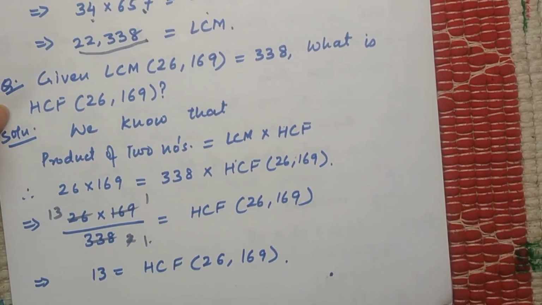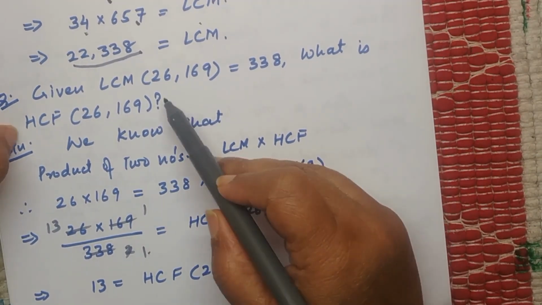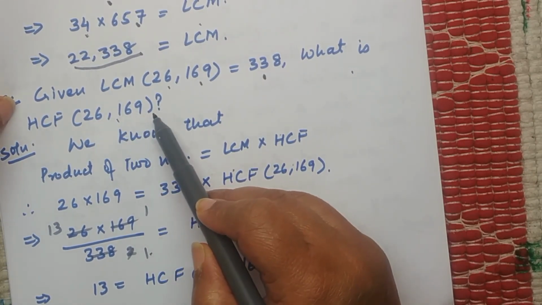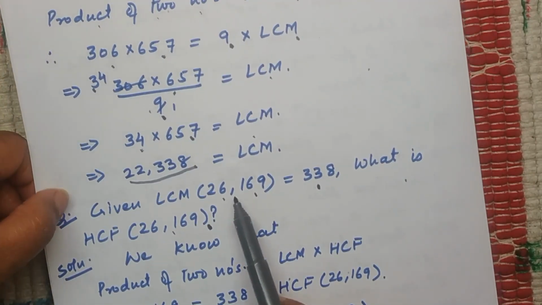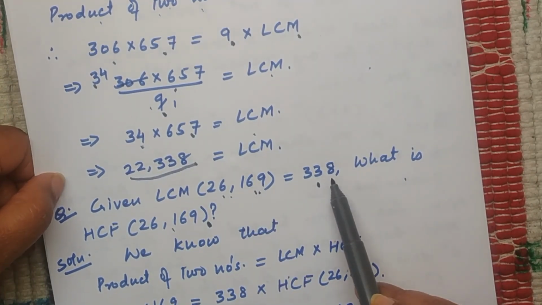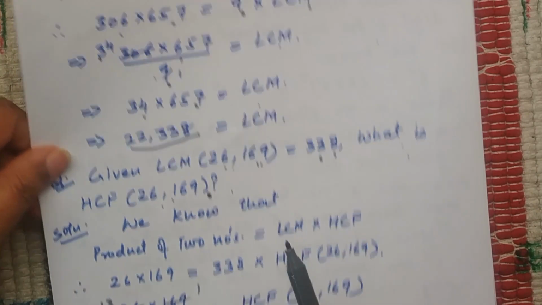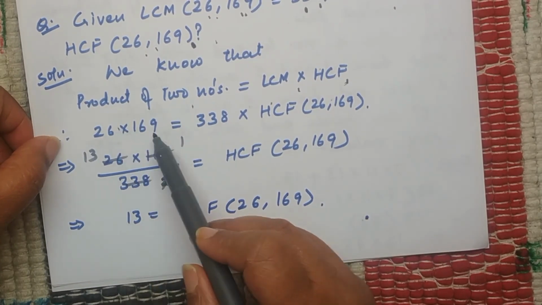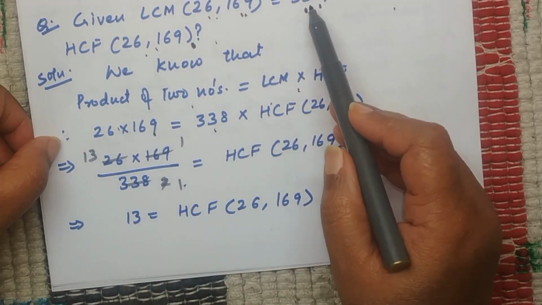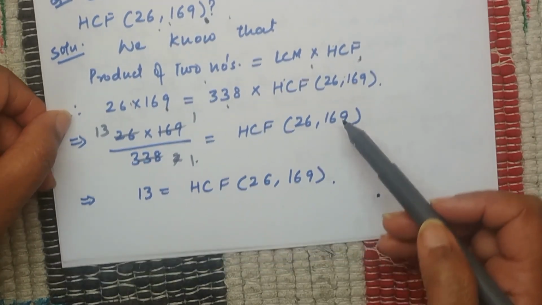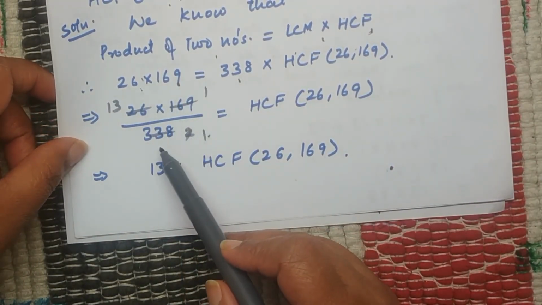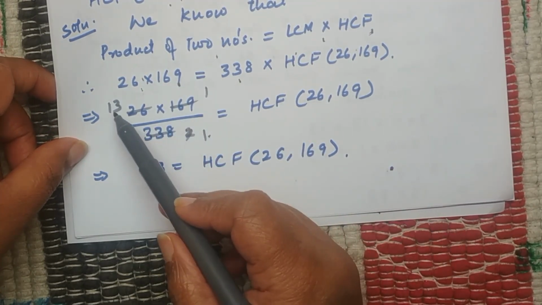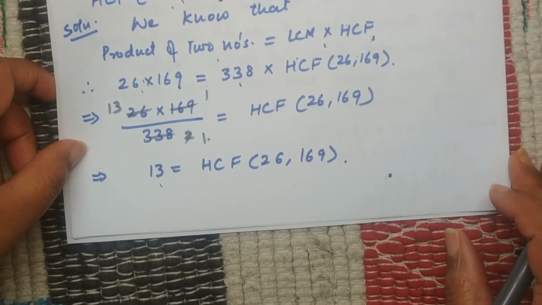Okay, let us discuss one more question. Given LCM of 26 and 169 is 338. What is the HCF of 26 and 169? We are given LCM of 26 and 169 is 338. What will be the HCF of these two numbers? We know product of two numbers is LCM into HCF. So 26 into 169 is equal to 338 into HCF. So simple equation solving, 26 into 169 by 338 is HCF. Now 169 2s are 338 and 2 13s are 26. So I got the answer 13.